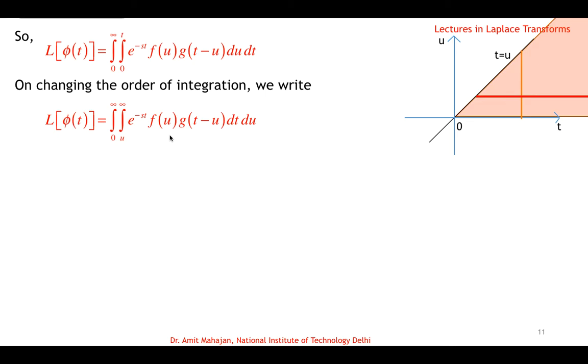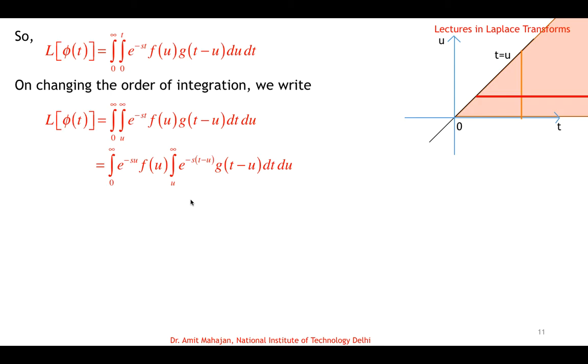Because the integral is with respect to t here, f(u) can go outside the inner integral. This function is written as g(t minus u), so we can also add and subtract u in the exponential just to make it the t minus u form. We can rewrite this double integral where f(u) goes outside, and these two exponentials combined give e to the power minus st. I've just added and subtracted a u in the exponential and taken one exponential part outside because the integration is with t, so e to the power minus su can go outside.